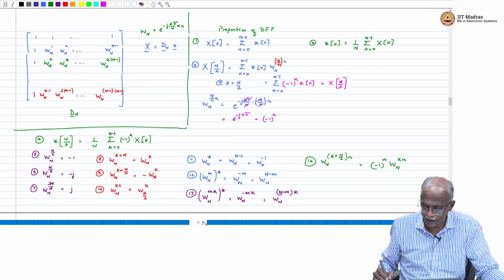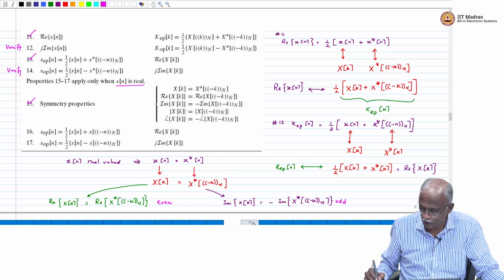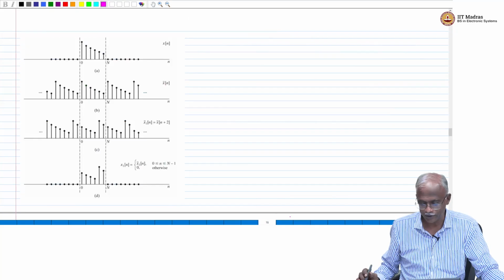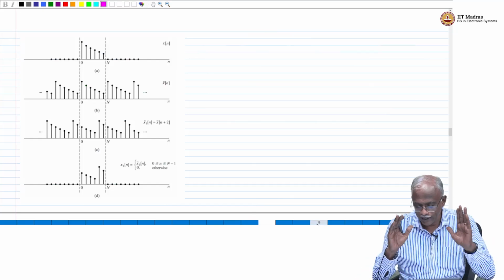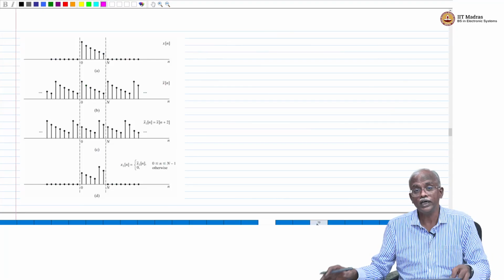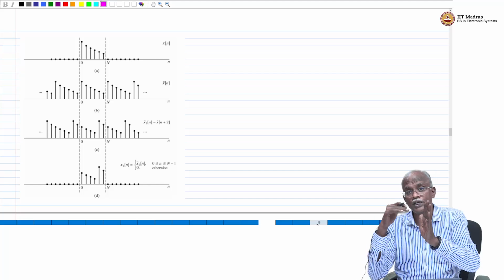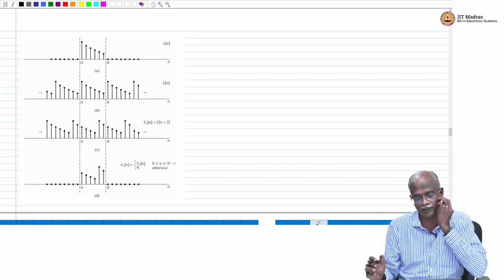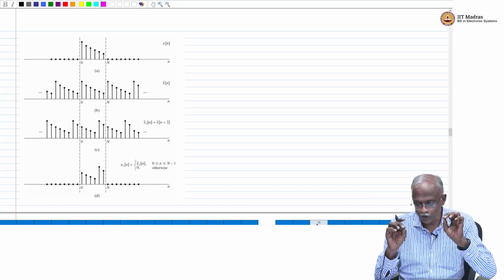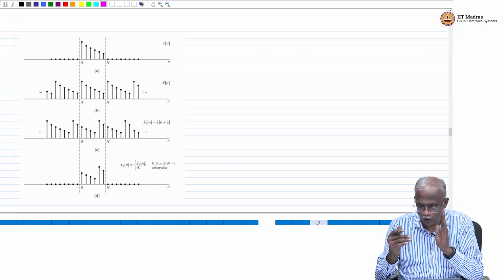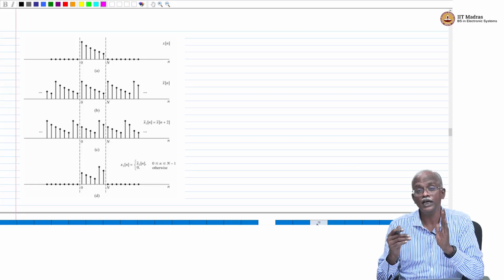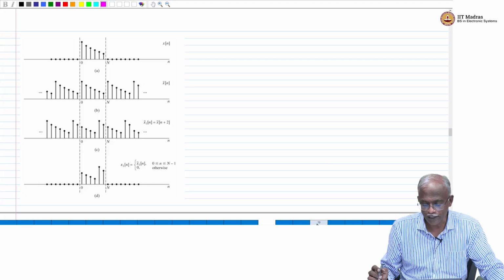Okay, so here are a couple of examples which are useful for us to try out. Now the first thing is to understand how to do a periodic shift or a circular shift. This is where the relationship between the DFT coefficients and the DFS coefficients becomes very important.